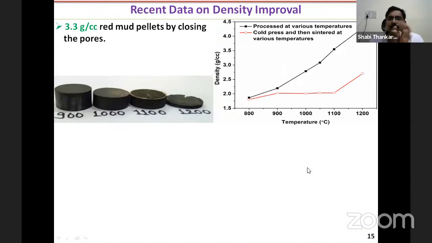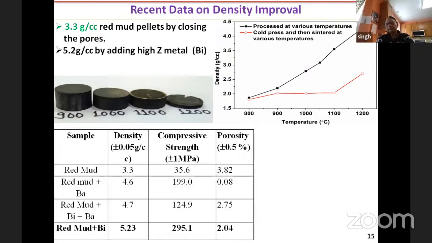So very recently, we closed these pores through the hot compaction technique. At various temperatures, we pressed those samples, and even with the pure sample, without adding any barium, we could get nearly 4.2 gram per cc. But those pellets are not good. At 1100, we could get pellets with sufficient strength, which have a density of 3.5 gram per cc. When we add a little bit of high-Z materials like bismuth or barium, we could get the density up to 5 gram per cc.